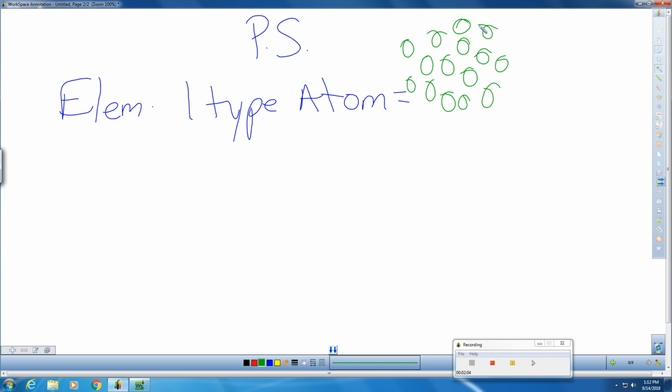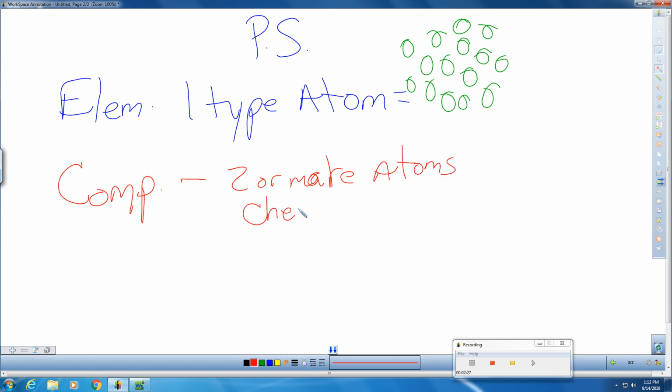If we're actually talking about compounds, compounds are nothing more than when we have two or more atoms that have chemically combined together. So we have two or more atoms now. The key here is they are chemically combined.